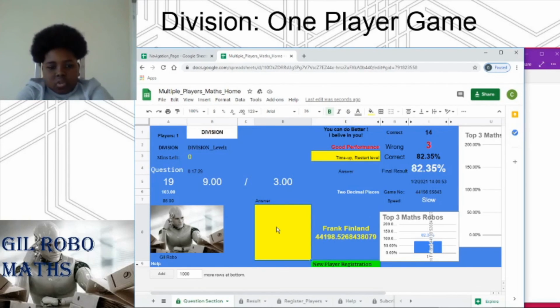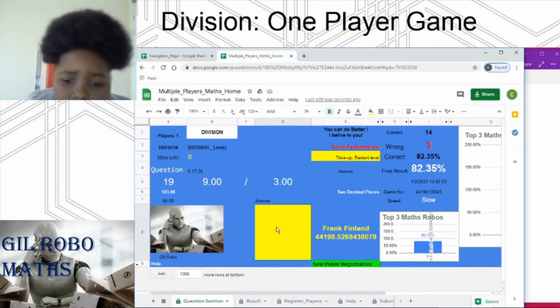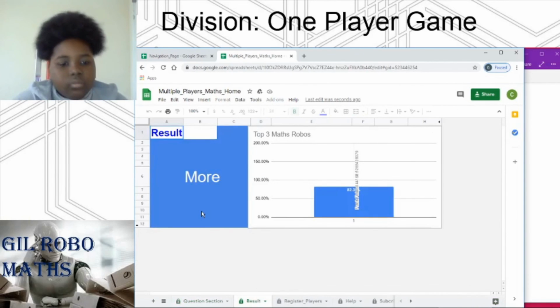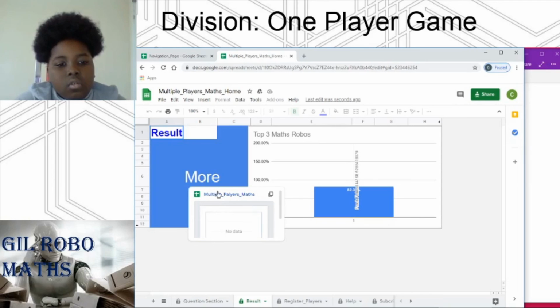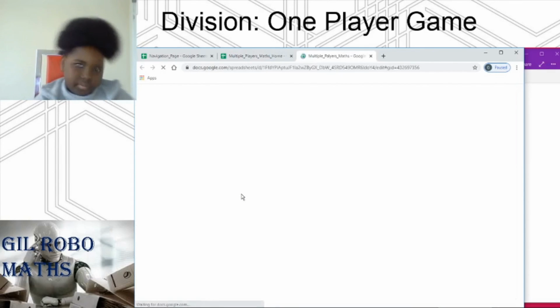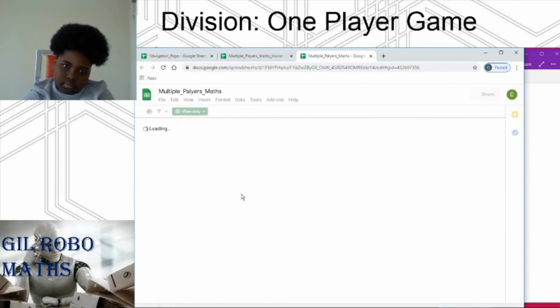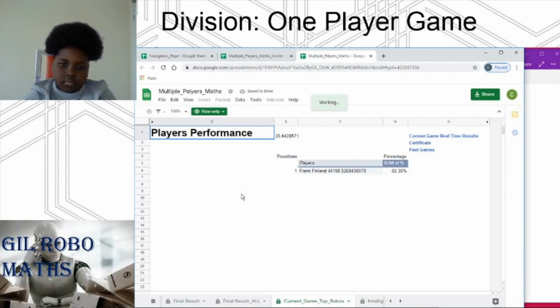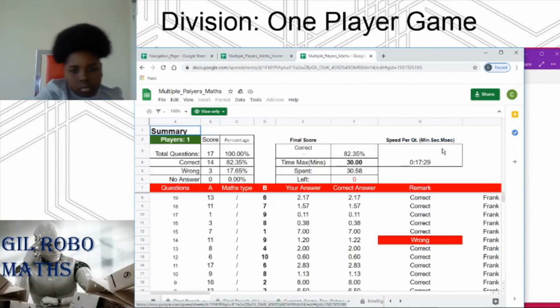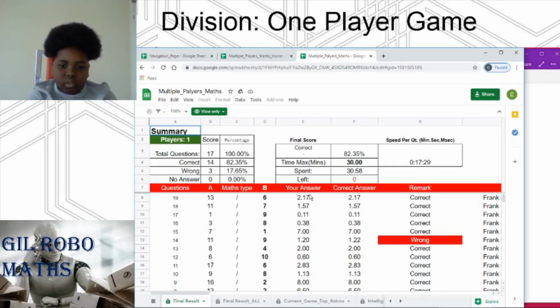Okay guys, time's up. We got good performance. We did 19 and time is up. So let's go to results. You hover your mouse over more and then you click on the link. Then it brings you to this page. You come here to the top one, then you click final results. So these were the ones we got right, the ones we got wrong, and more, right?